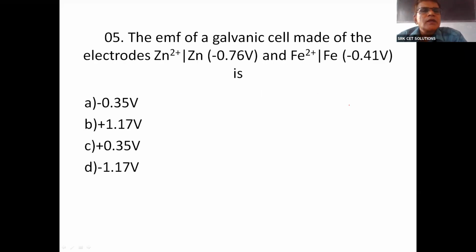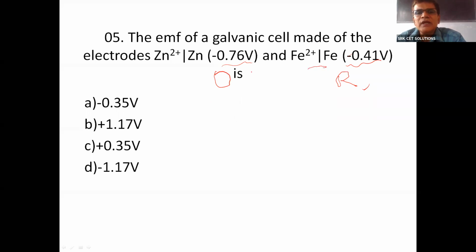Next question. The EMF of a galvanic cell made of the electrodes, again zinc and iron. Look at the SRP values of these two. Observe, both have minus. So when both are minus, you have to be careful about values. One with a lower value has a tendency for reduction. One with a higher minus value has a tendency for oxidation. So when you write the formula, this half cell is taken as reducing and this is taken as oxidizing. And the difference in value will give the cell potential.